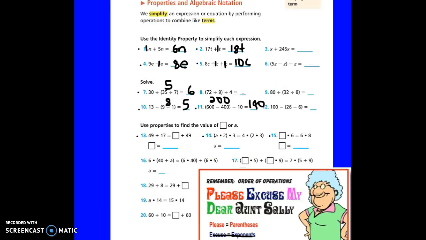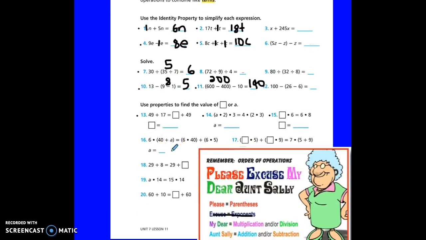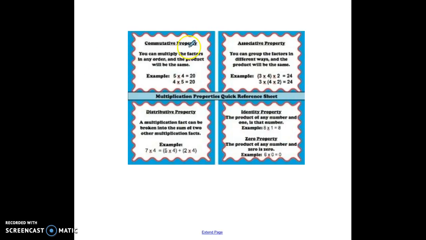All right, so next, we'll try to solve these. It says use the properties to find the value of the box or the A. Now, we have to remember the different properties of multiplication that we discussed earlier in the year. So we're going to do a quick review.